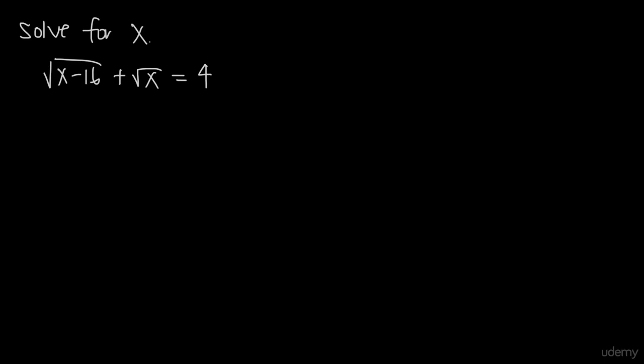In this video, we're talking about how to solve radical equations where the equation is a little bit more complicated because we have two radical signs within the equation. We have the square root of x minus 16, and additionally, we have the square root of x. We want to solve this equation for x, and the way that we're going to do it is by trying to deal with one square root sign at a time.